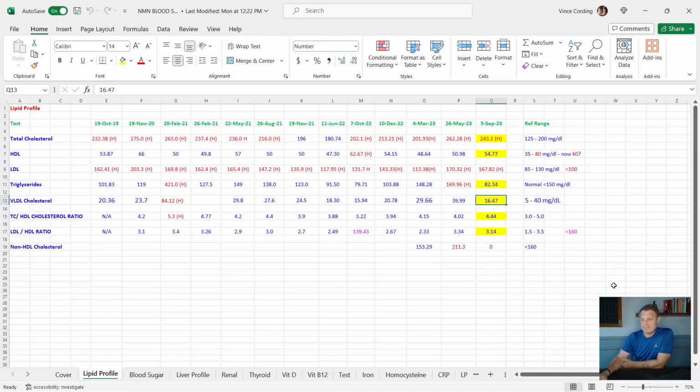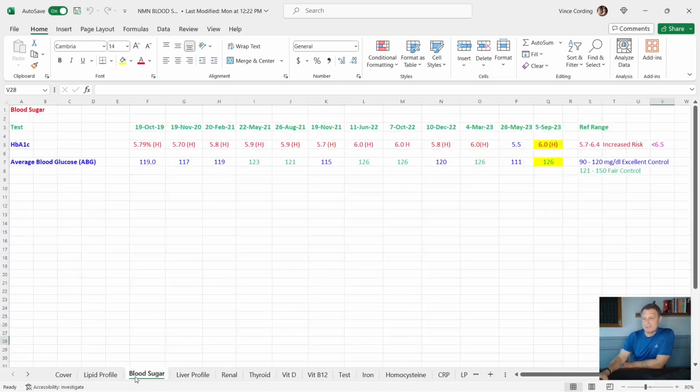VLDL cholesterol, 16.4, and the upper range for that is 40. So again, happy with that. My total cholesterol HDL ratio, 4.4, and that should be between 3 and 5, so I'm happy with that. My LDL-HDL ratio, even though my LDL is high and is always high, the ratio of LDL to HDL is 3.14, and that should be between 1.5 and 3.5. So I'm happy with all of the lipid profile scores I got when I got my blood tested again.